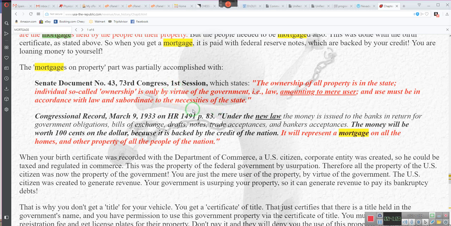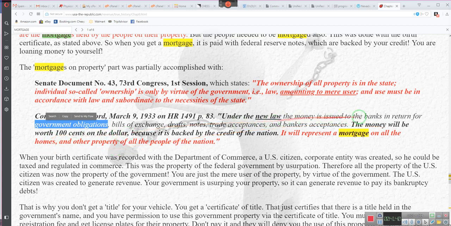Wait, hold on. I'm sorry. Let me show you when they assumed the responsibility. Congressional Record, March 9, 1933. Under the new law, the money, what money? Credit is issued to the banks in return for government obligations, bills of exchange. What's a government obligation? All of the people's debt, because they're in bankruptcy. Drafts, notes, that includes your mortgage and trade acceptances and banker's acceptance. The money, credit, will be worth 100 cents on the dollar.